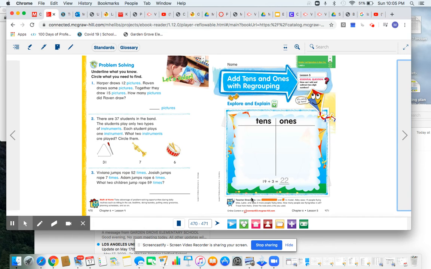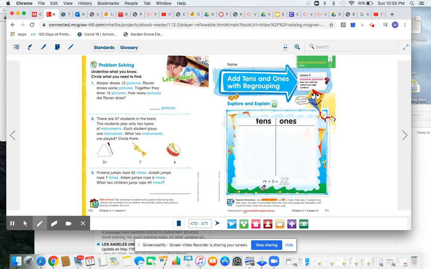So that video kind of gave you an overview of what we're going to be doing today. So I want you guys to keep in mind that we are going to start adding and regrouping, and I will show you how to do that. So we're going to represent our tens by using our base 10. So when I draw this, I'm going to draw it here. So I'm going to use my base 10 to represent the number 10, and I'm going to use the little cubes to represent the number ones.